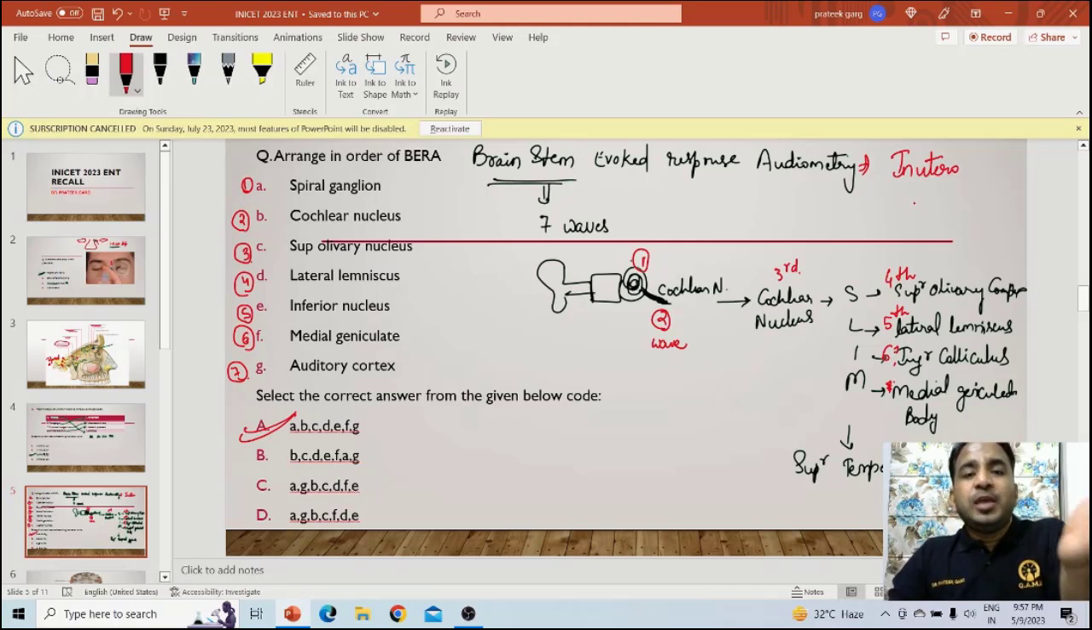So if the examiner asks when BERA can be done, it can be done in utero at 34 weeks of the gestational period, and it is one of the best investigations to rule out pathology along the auditory pathway. And what is the correct sequence? Wave 1 is from the distal part of the cochlear nerve, wave 2 from the proximal part of the cochlear nerve, wave 3 from the cochlear nucleus, wave 4 from the superior olivary complex, and wave 5 from the lateral lemniscus. So A, B, C, D are already in the correct sequence. So the correct answer should be A, B, C, D, E, F, G.